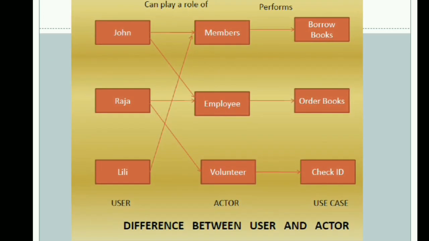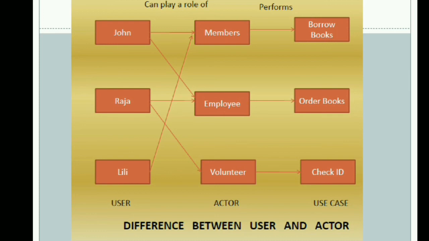This diagram, this picture basically represents the difference between the user and actor. Here in this picture you can see John, Raja and Lily. These are the three users of the system, whereas John is a member as well as an employee. So John is playing the role of employee and member. If John is doing an operation as a member, then John can borrow a book. But if John is an employee, then he can order a book, he can issue a book. If we consider the example of Lily, Lily is a member only.